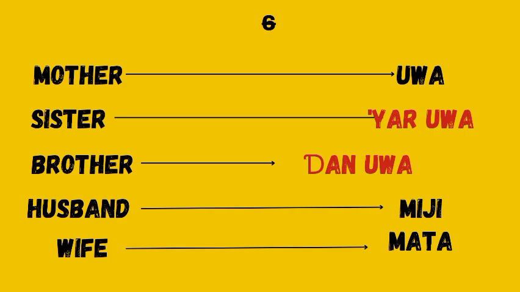Sister, uwa. In the spelling of sister, we use the Y that has an apostrophe at the back, and that is why it's pronounced as uwa. Brother, dan uwa. As you can see, for the spelling of brother, we use the D that has a curve at the back. That is why it's pronounced as dan uwa.